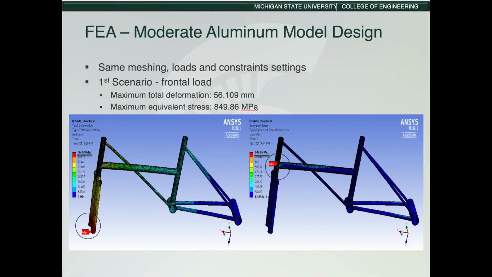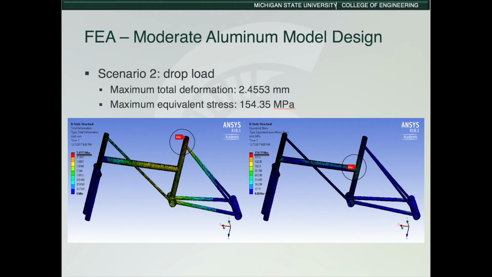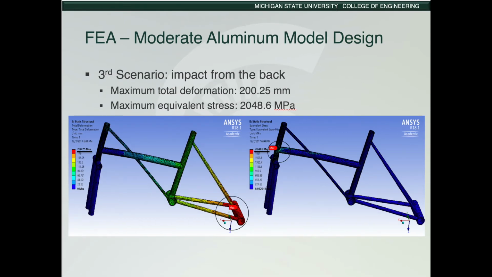For frontal impact, the maximum deformation is here, which is 56 millimeters, and for stress, the maximum is 850 megapascal. For drop, the maximum deformation is here, which is 2.4 millimeters, and for stress, the maximum is 154 megapascal. For back impact, the maximum deformation is 200 millimeters, and for stress, the maximum is 2000 megapascal.